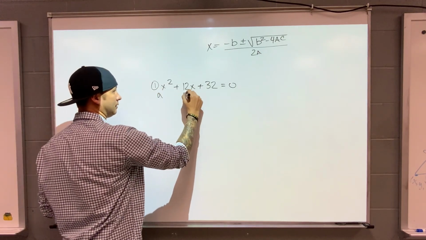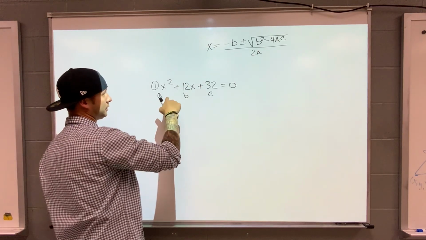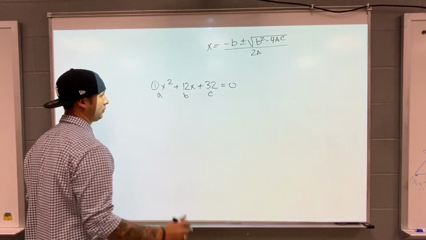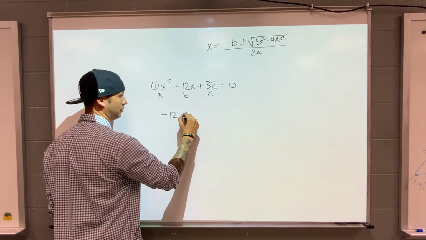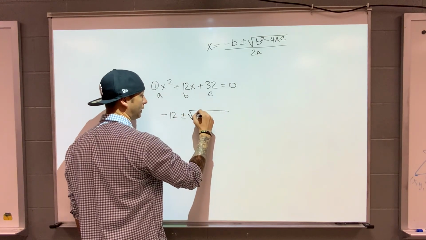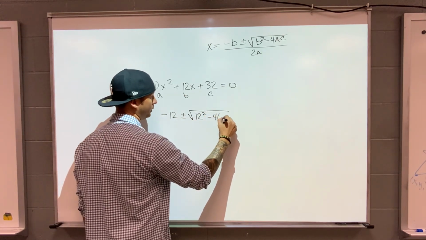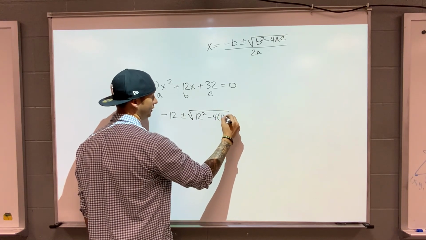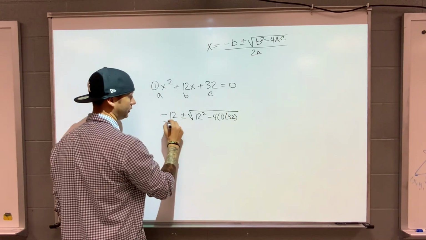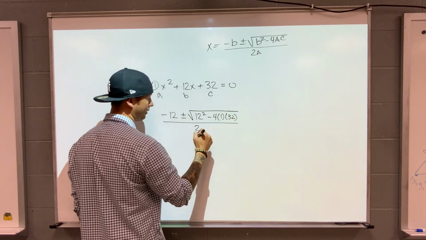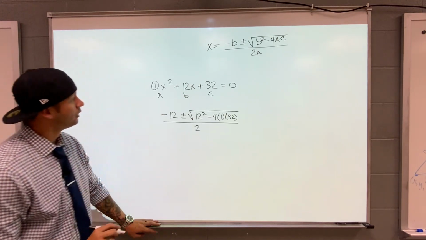My a, my b, my c. Start plugging and chugging. So let's plug these numbers into that formula. So negative b, 12, plus or minus the square root of 12 squared minus 4 times a, which is 1, times c, which is 32, all over 2a. In this case, 2 times 1 is just 2.